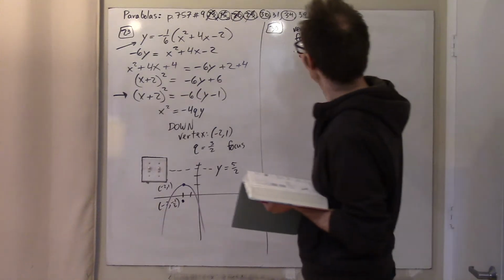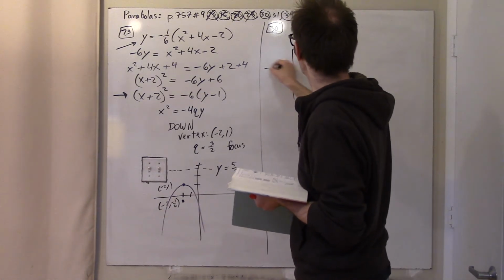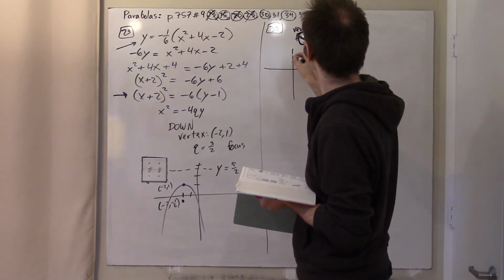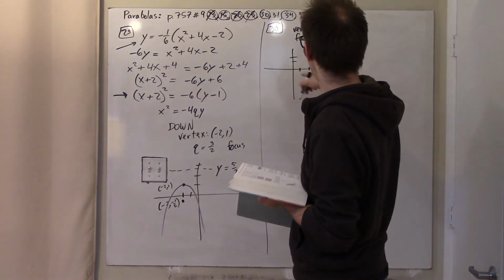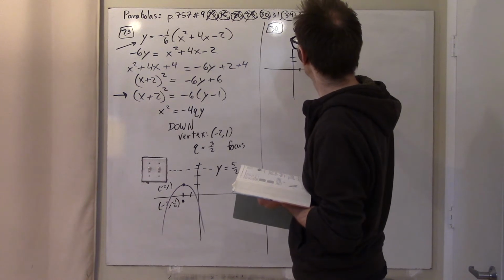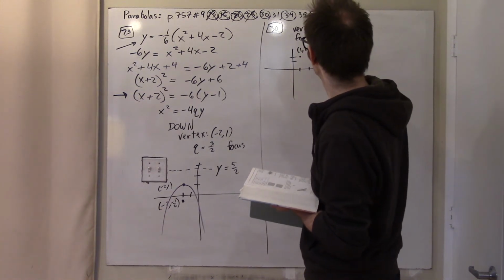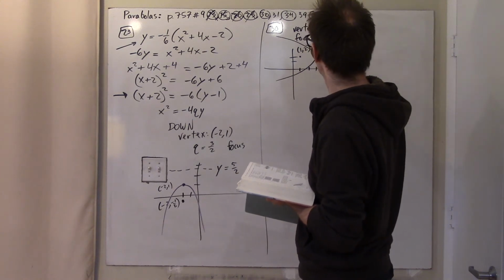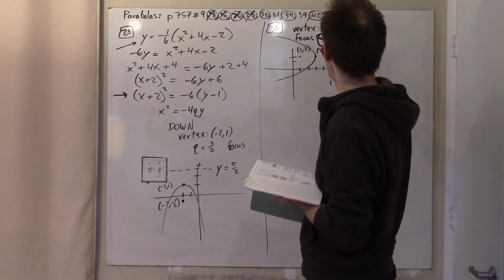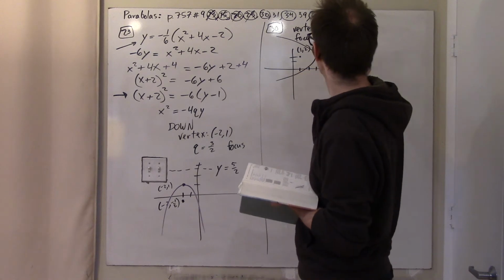Vertex at 3, 2, focus at 1, 2. So we go boom, boom, boom, boom, boom. So 3, 2, that's my vertex. My focus is at 1, 2. So that means that this parabola is going like this, and the directrix will be over here at x equals 5. Sorry, 1, 3, 5, yeah.